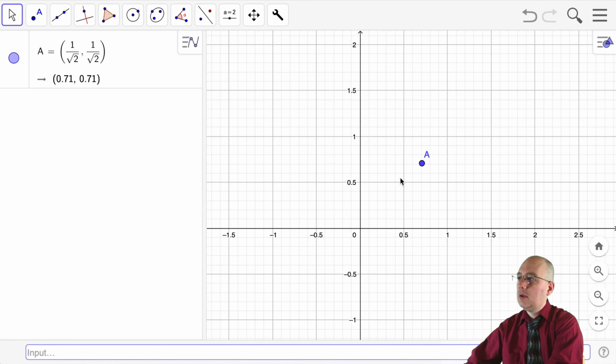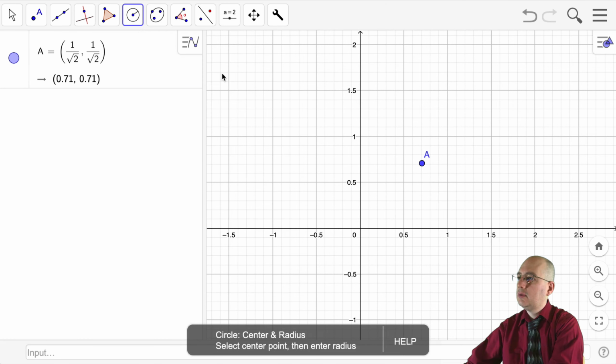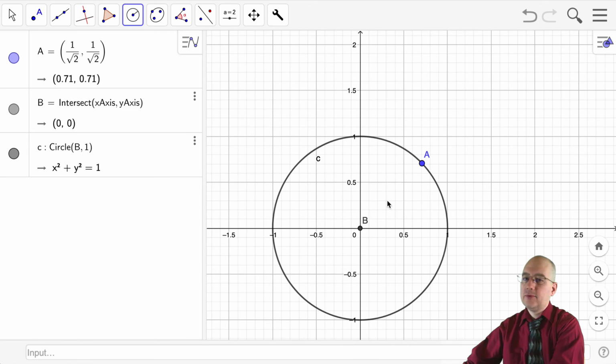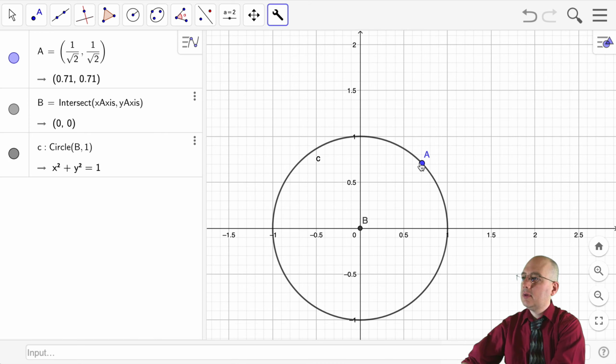Okay. And you know what I'm just going to do? I'm going to pop in a circle with radius 1. Okay. So we're on this unit circle. Circle of radius 1 centered at the origin. Now, I created a little tool called multiply, 2 complex numbers.